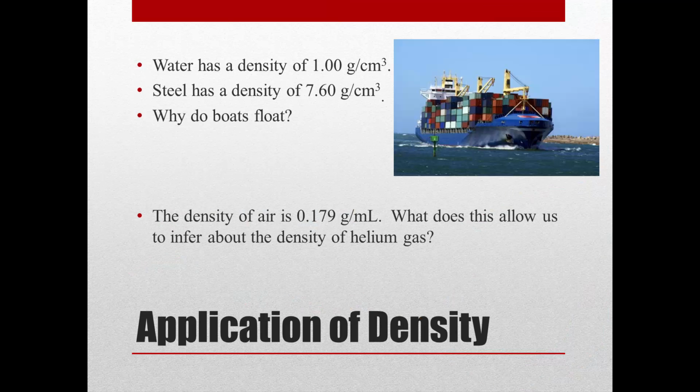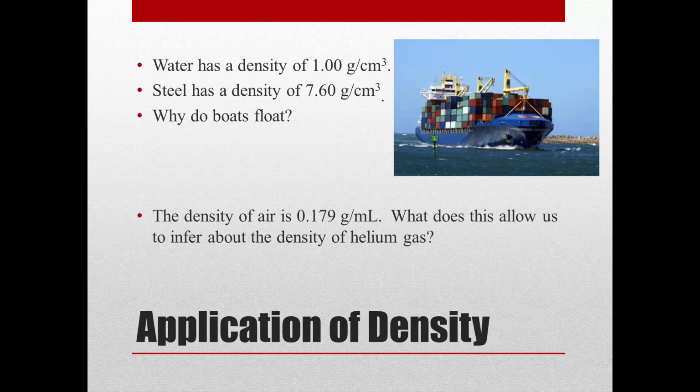Okay. Again, here we go. Water has a density of 1.00 grams per cubic centimeter. Steel has a density of 7.6. Why do boats float, such as this giant cargo vessel that's obviously extremely heavy? It actually doesn't have anything to do about the heaviness or the lightness of objects. It has to do with the density of it.